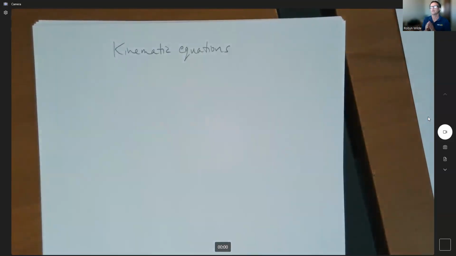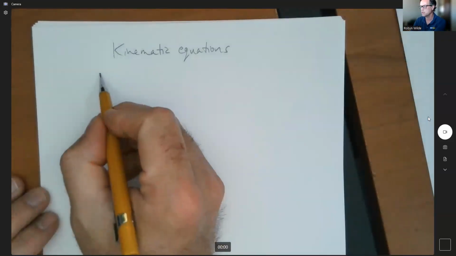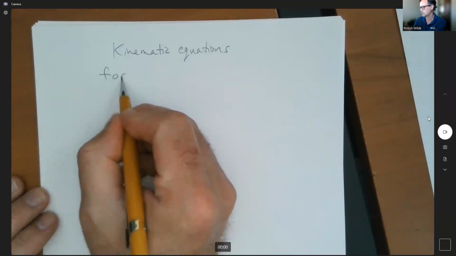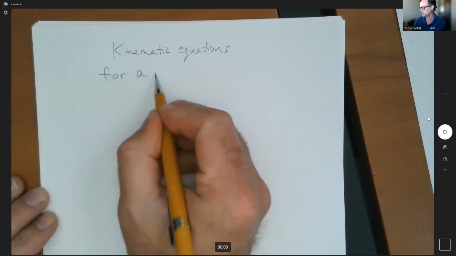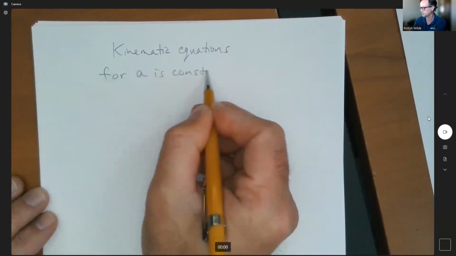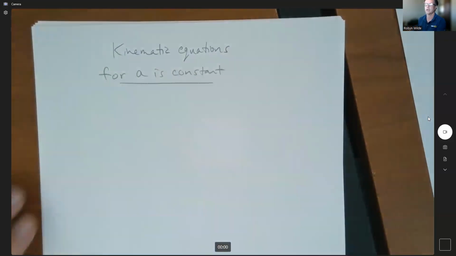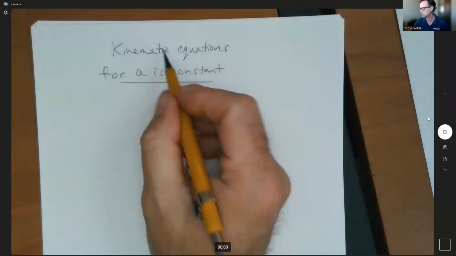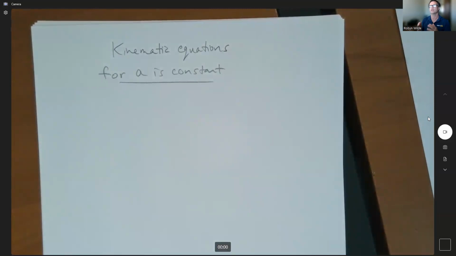So again, what do I mean by kinematic equations? These only apply when your acceleration is constant, when a is constant. But kind of why they're called kinematic equations is because they will tell me what the motion is like. Once I know that constant acceleration, I can tell you where the object is, its position, and its velocity.